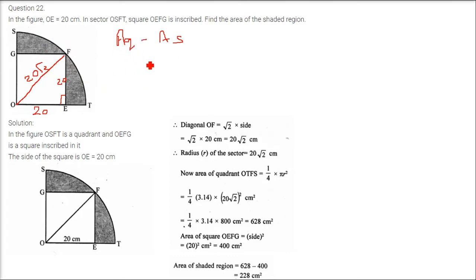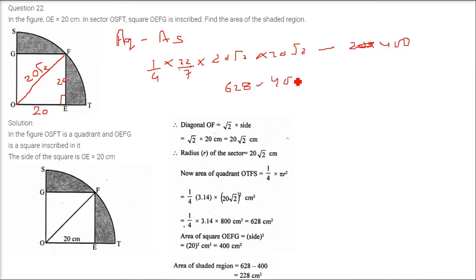So what is the area of the quadrant? It will be theta by 360 into pi r square. Theta is 90 degrees, so 90 by 360 into pi r square. So we get 1 by 4 pi r square. Pi is 22 by 7, you can write it as 3.14. And then 20 root 2 is the radius, so 20 root 2 into 20 root 2. And then you have to subtract the area of the square, which is 20 into 20, 400. So this is going to come as 628, and this is of course 400. So you get 228 centimeters square.